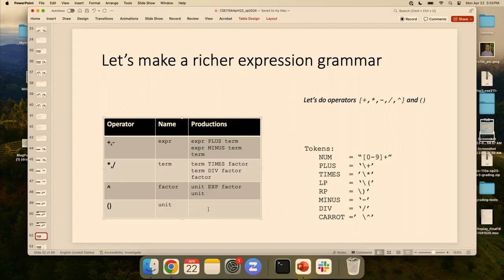Okay, and a unit, what can a unit be? Well, we're finally down here at our base case, so it can be a number. We can finally get our number. What else can it be? Max? Yes. You can put an expression in parentheses because that allows you to restart your precedence all over as long as you have those parentheses around it. And if we had an ID, like a variable, that could go right here as well.